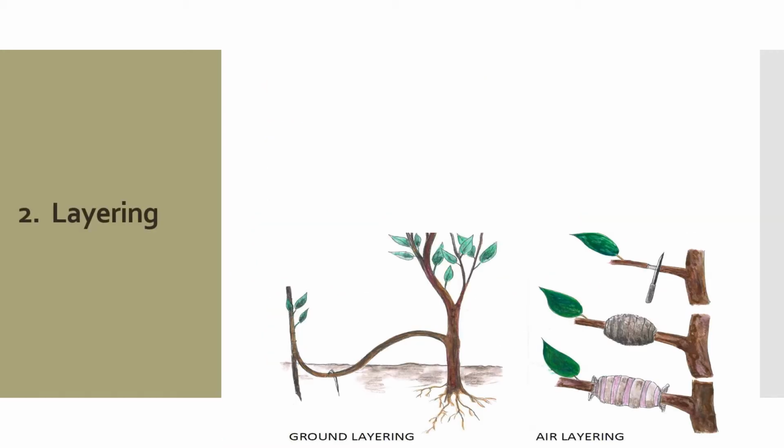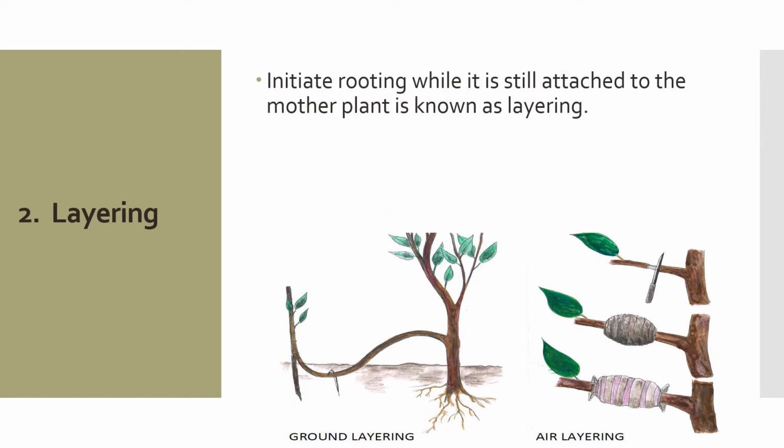So the second method of artificial vegetative propagation is layering. In rooting of stem cuttings, we separated the branch that we want to grow from the mother plant and grew it in another place and provided all the nutrients and all the things needed for its growth externally. But this is something different from that. Here we initiate the rooting while the twig is still attached to the mother plant. So we are not separating the twig that we want to grow from the mother plant, and we allow it to be with the mother plant and enhance the root growth of that plant.